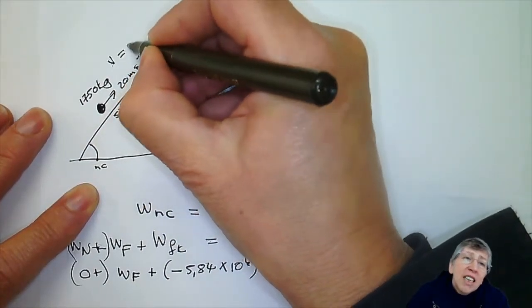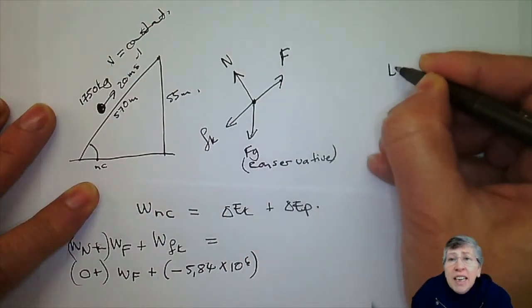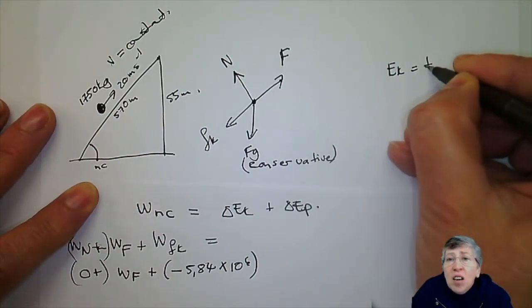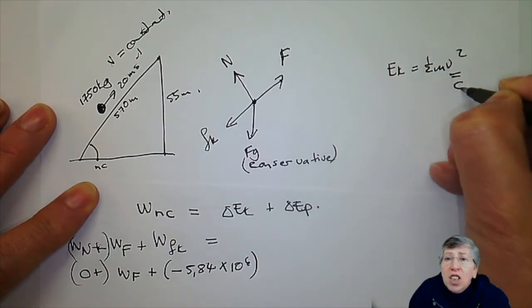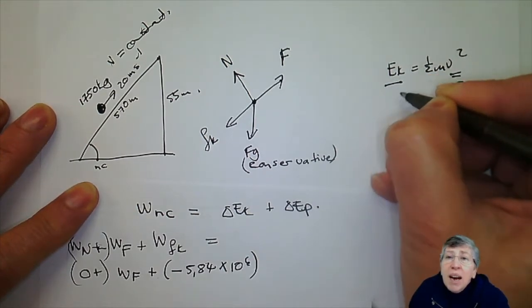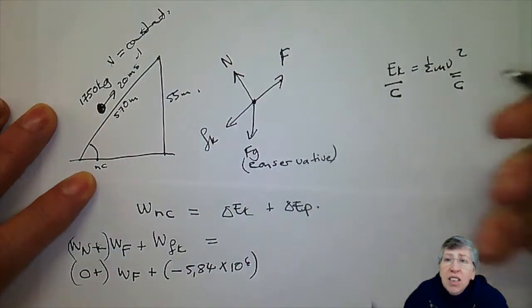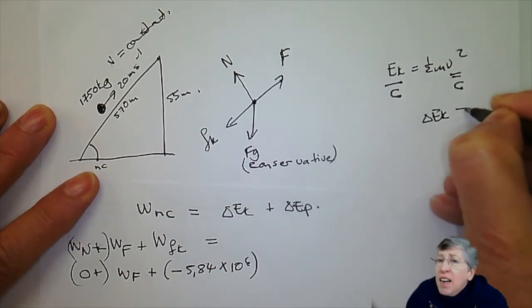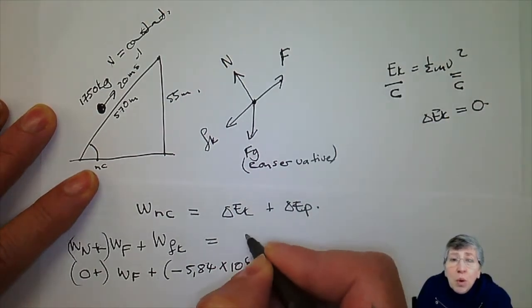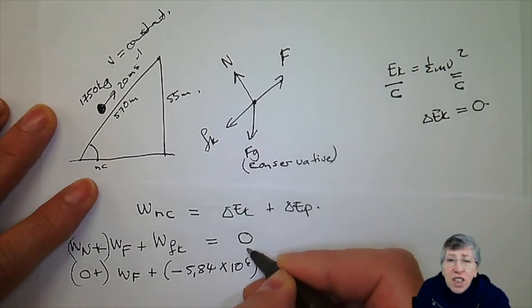Remember, the velocity is constant. And if you look at your kinetic energy, that is half mv squared. If the velocity is constant, it means my kinetic energy is constant. It's staying the same. It's not changing. So what is my change in kinetic energy? It is not changing, so that one will be 0. If I'm traveling at constant velocity, my kinetic energy is not changing.